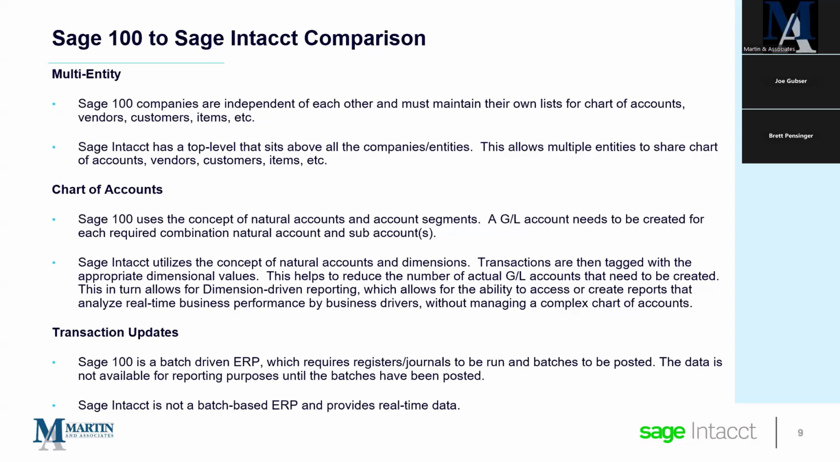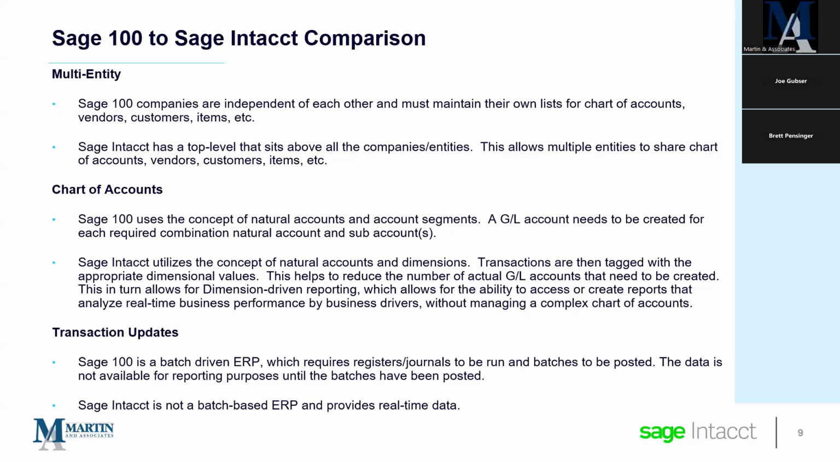Transaction updates. So when you put data into Sage 100 versus when you put data into Sage Intacct. Sage 100 is a batch-driven system, which means when you enter in general journal entries, cash receipts, AP invoices, on down the line, they go into a batch. You then run a register, then they update to your live data.